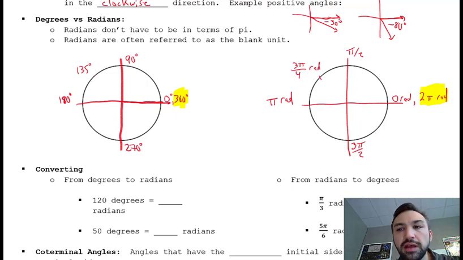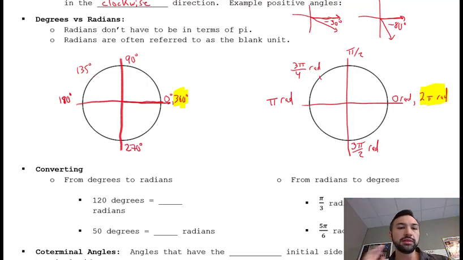Now notice I didn't write radians on all these. Radians are considered a blank unit, so if you don't put any units, it's assumed to be radians. So you can say pi over 2 radians, or you can just say pi over 2. I tend to just say pi over 2 because it's a little bit easier.